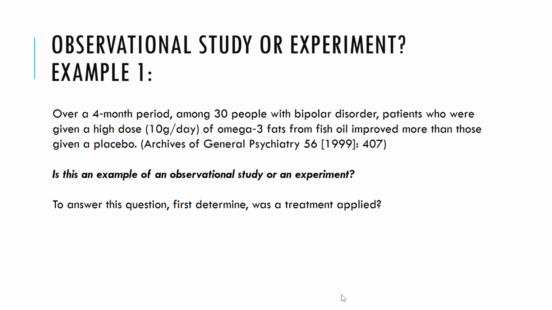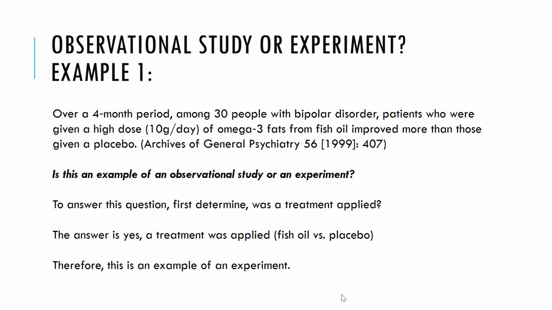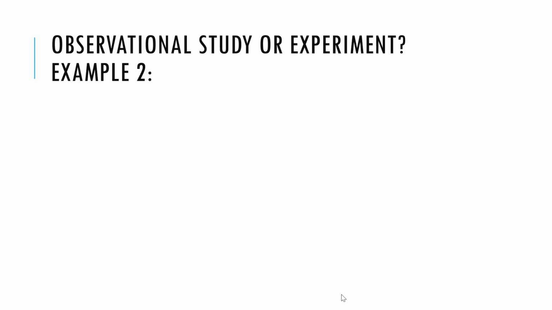To answer this question, we first have to determine, is there a treatment that's being applied? And the answer is yes, a treatment is being applied, which is that certain patients are being given fish oil. Therefore, this is an experiment because a treatment is being applied. Let's move on to another example.